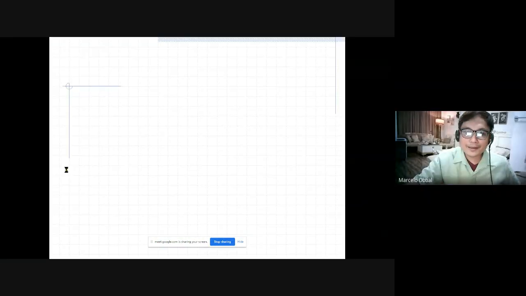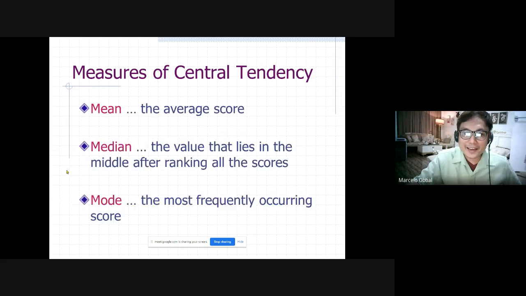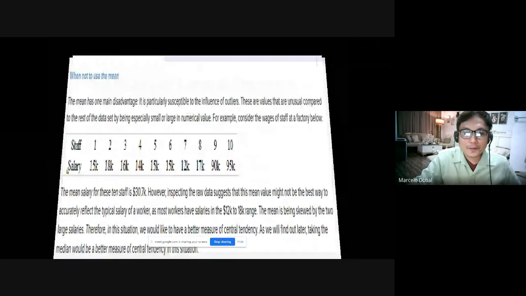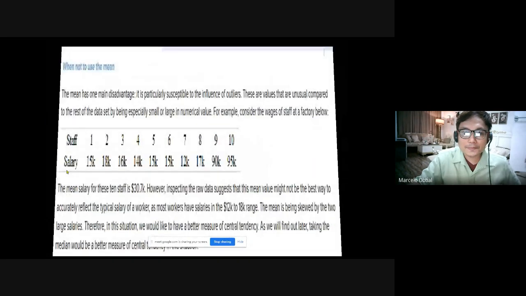Damay-damay nito, class, o kain. Kaya kumakain kayo diyan, no? Okay, yan tayo.